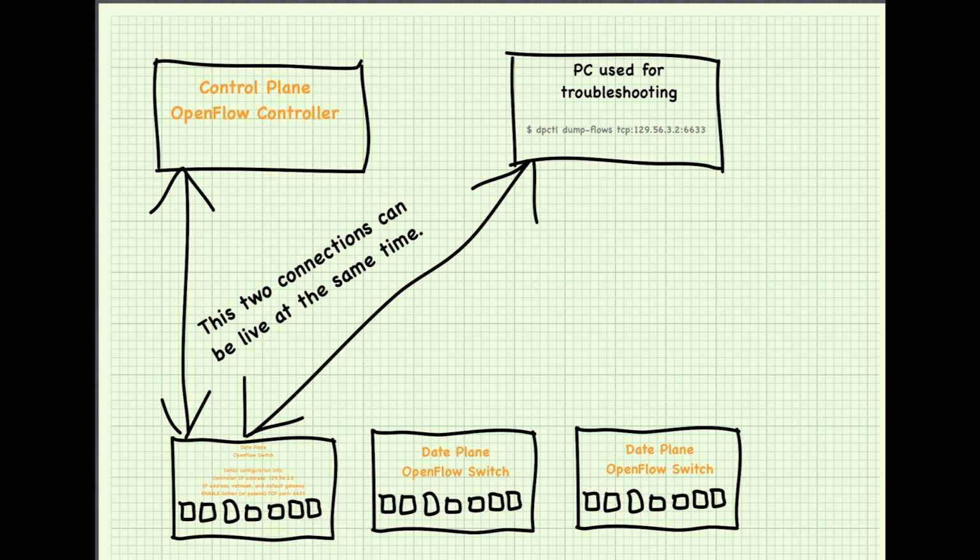In that case, in a normal network environment, the OpenFlow switch would be getting its configuration from the OpenFlow controller, and at the same time, while that switch is live, someone could be troubleshooting the switch by connecting to it, and they could be examining the flow table, they could be looking at statistics, and otherwise trying to determine how the switch is being configured by the OpenFlow controller.